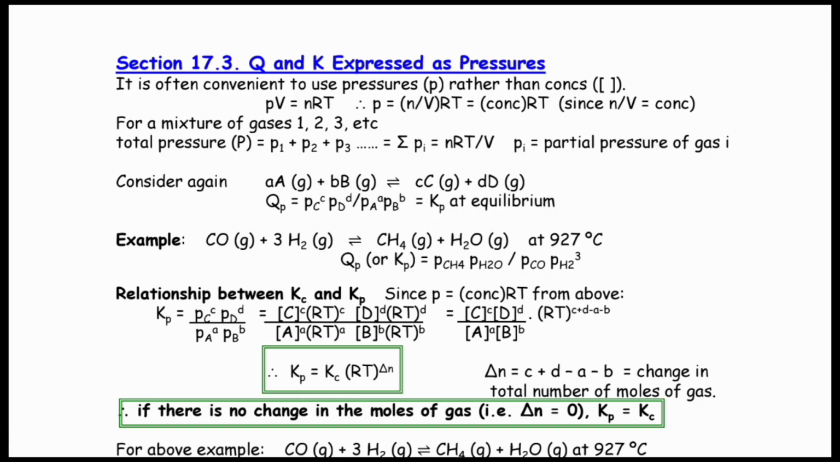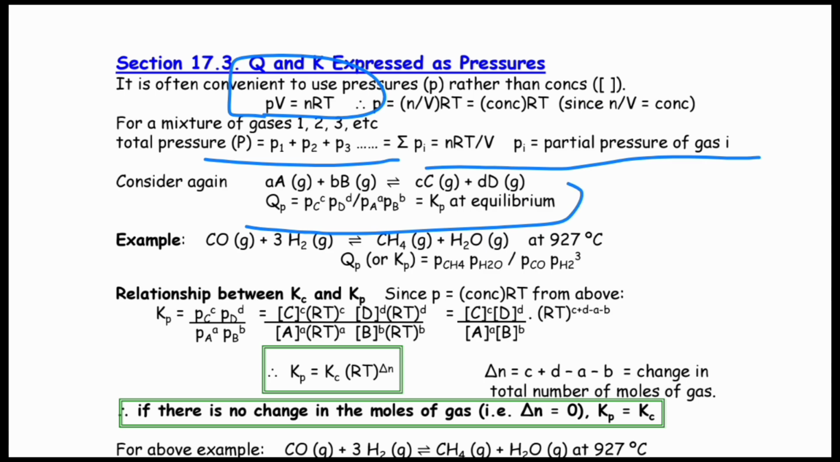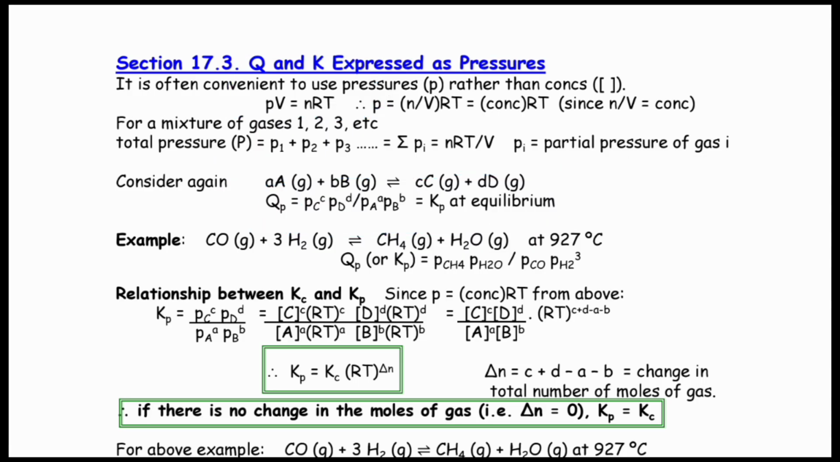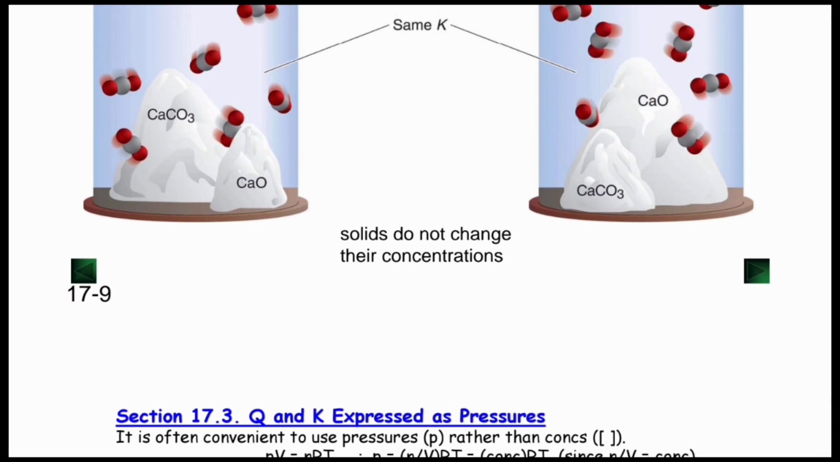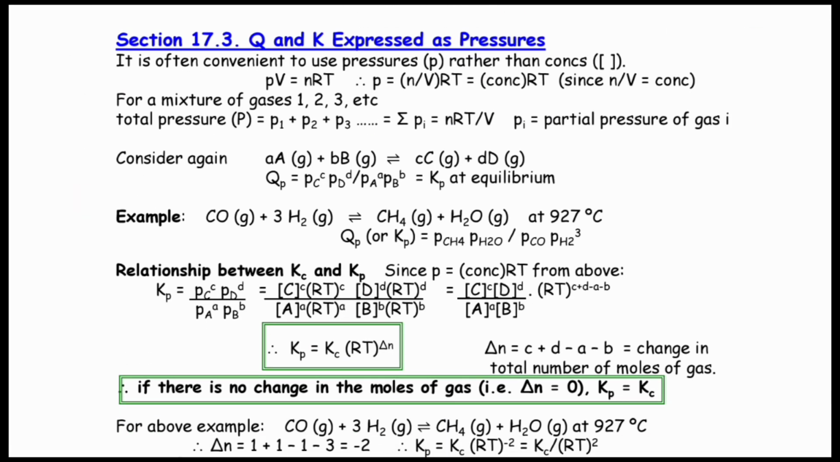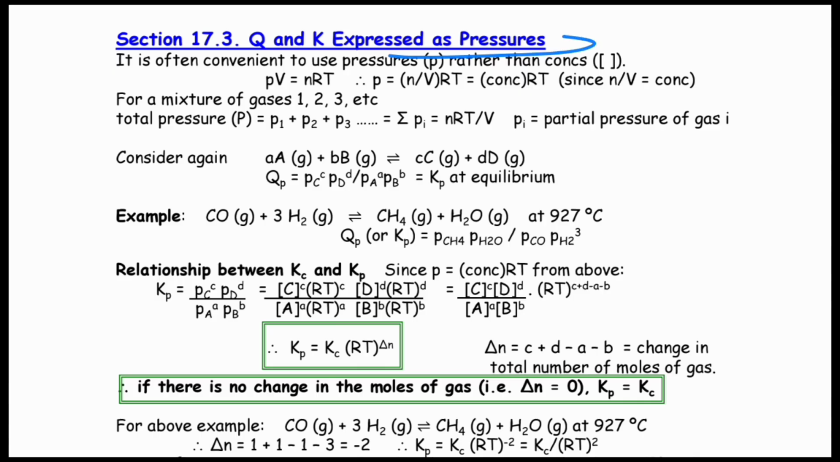This is the ideal gas equation, PV equals nRT. Total pressure is found by adding all the pressures. Pi is the partial pressure of a gas. You can use this equation for pressure constant. Like previously we were discussing equilibrium constants and the reaction quotient, here they are expressed as pressures. Okay, QP and KP.